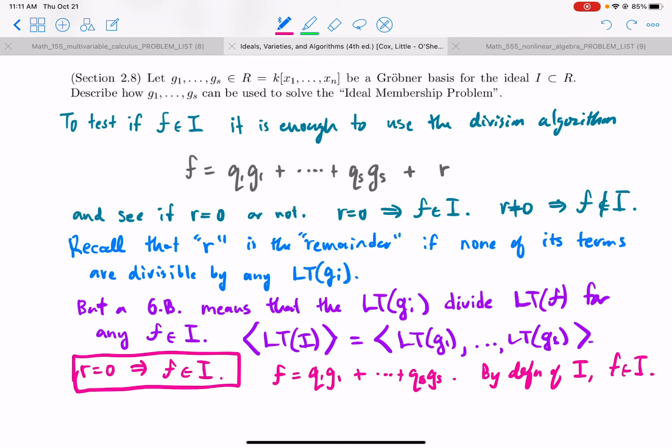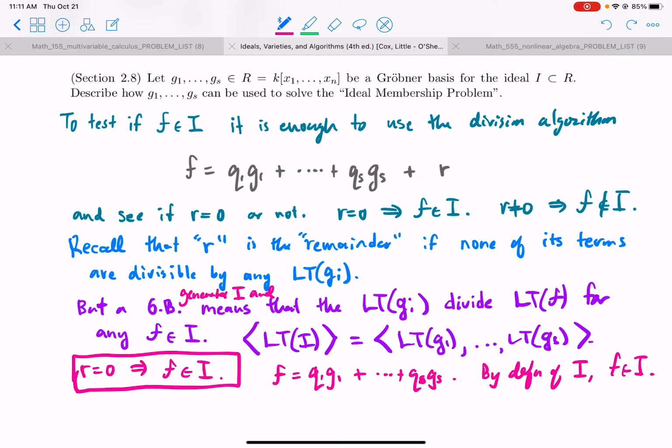A Grobner basis also has to generate the ideal. Okay. Perhaps I should even put that. A Grobner basis generates I and also has this property of monomials. Okay, so that part is proved. Now, what about this part?